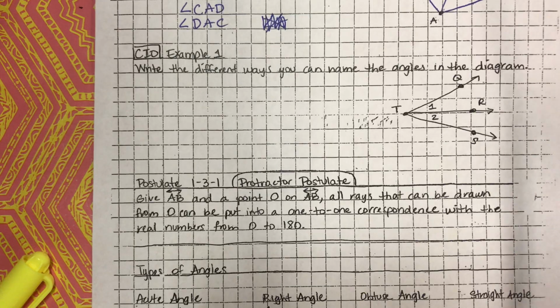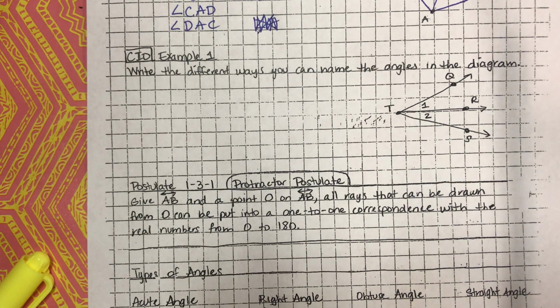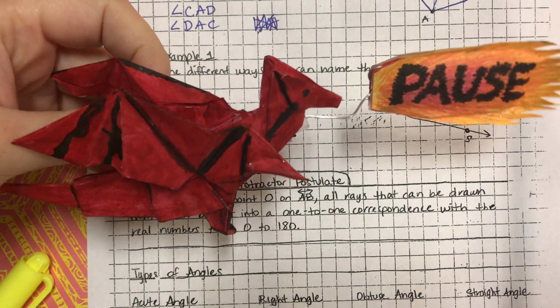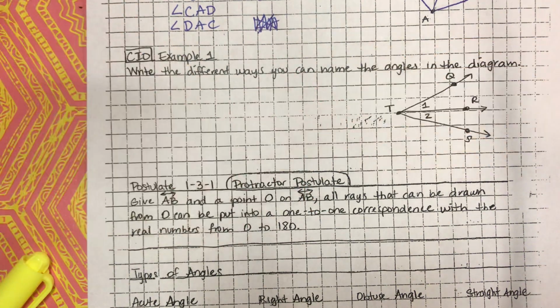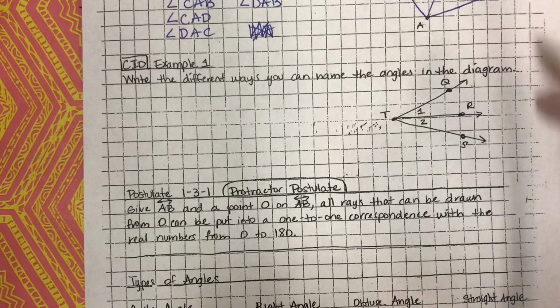So how about you go ahead and try this one. Write the different ways you can name the angles in the diagram. So go ahead and write all the different ways you can name it. So go ahead and pause, work that out, write them all down. When you get done, press play and we'll go over them together. All right, we are back. Let's go ahead and write all these angles.